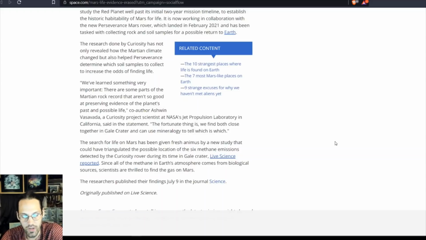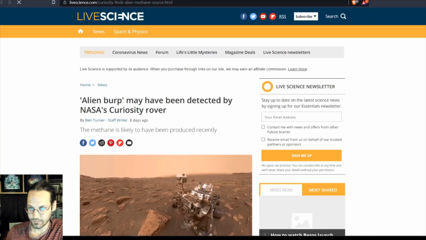The search for life on Mars has been given fresh animus by a new study that could have triangulated the possible location of 6 methane emissions detected by the Curiosity rover during its time in Gale Crater, Live Science reported. Since all of the methane in Earth's atmosphere comes from biological sources, scientists are thrilled to find the gas on Mars. Let's actually check that out.